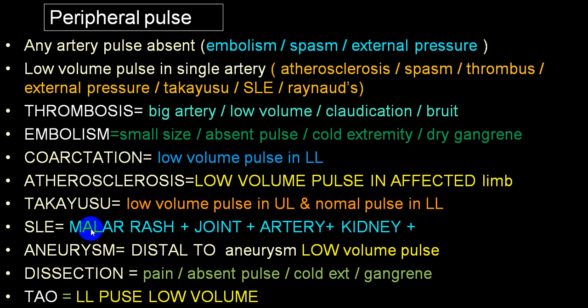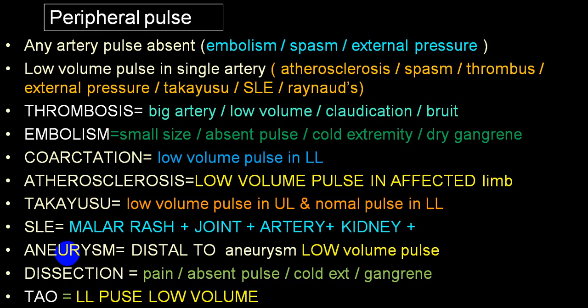In SLE you will have a malar rash, arthritis, and you will have arteries being involved. Along with that you will have involvement of the kidney, and the kidney will show you hematuria, etc. Now aneurysm. Aneurysm is a dilatation of a portion of an artery. Very commonly you will see the aneurysm in the ascending aorta or arch of aorta, or in the descending aorta, even in the abdominal aorta.